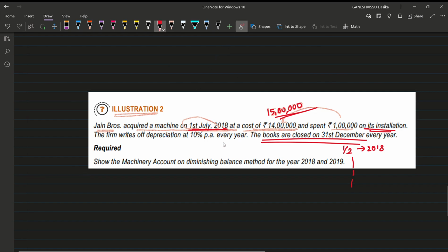Let us see another question. The firm writes off depreciation at 10% per annum. But here they did not mention on the original cost, so this is not the straight line method. The books are closed on 31st December every year, so for half year we are going to charge for 2018, and for full year from the next year onwards.